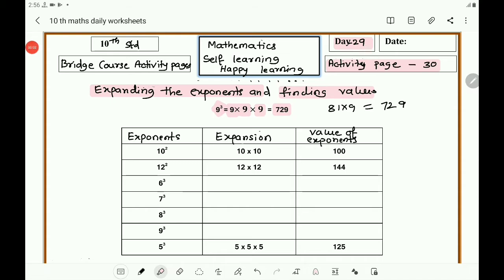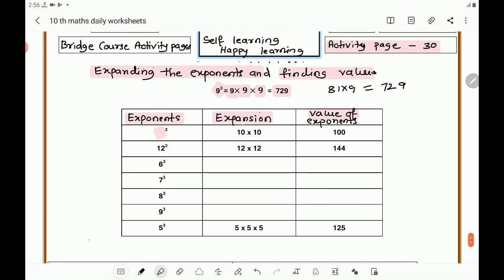Here there is a table for you. The first column is for exponent, the second column is for its expansion, and the third column is for its value. The first one, 10 square. 10 square means 2 times 10, that is 10 into 10, which is 100. Then 12 square. 12 square is 2 times 12, that is 12 into 12, 144.